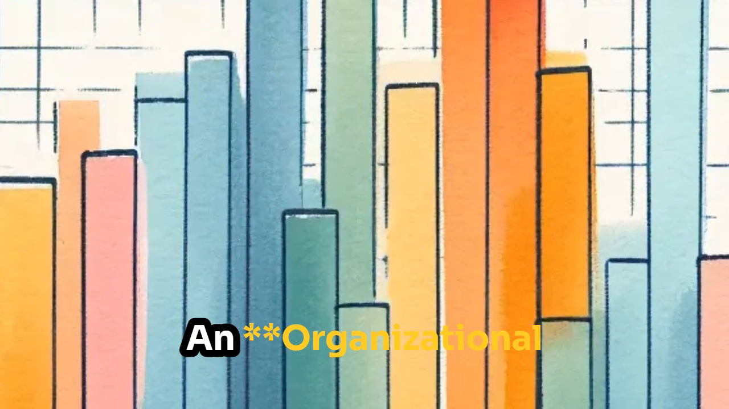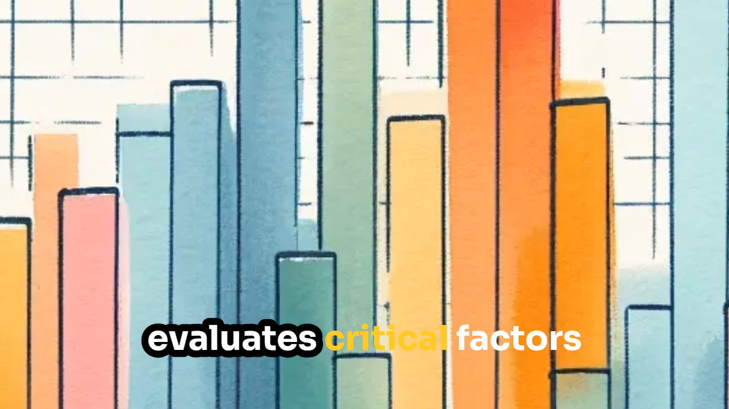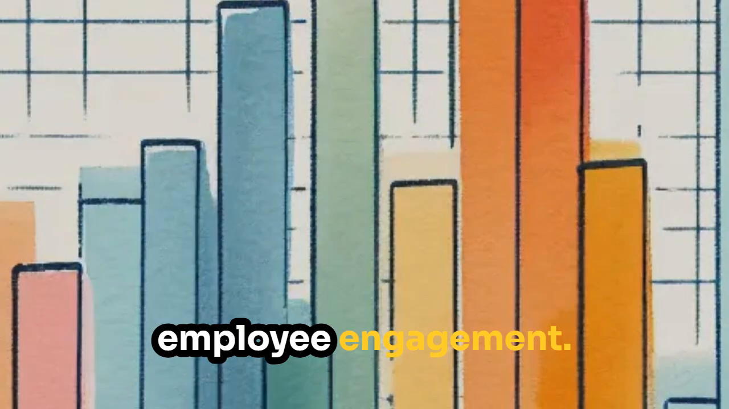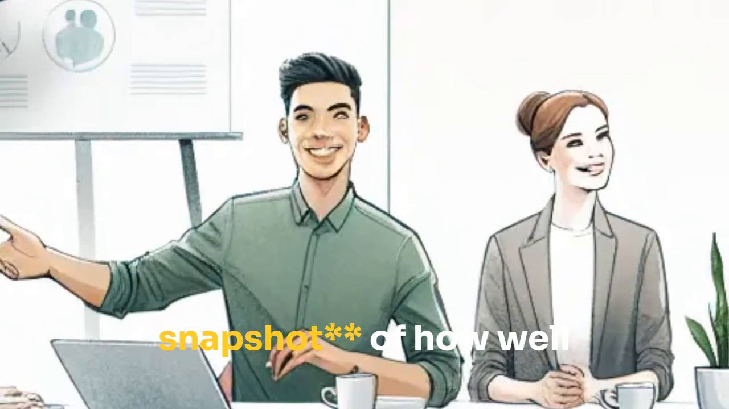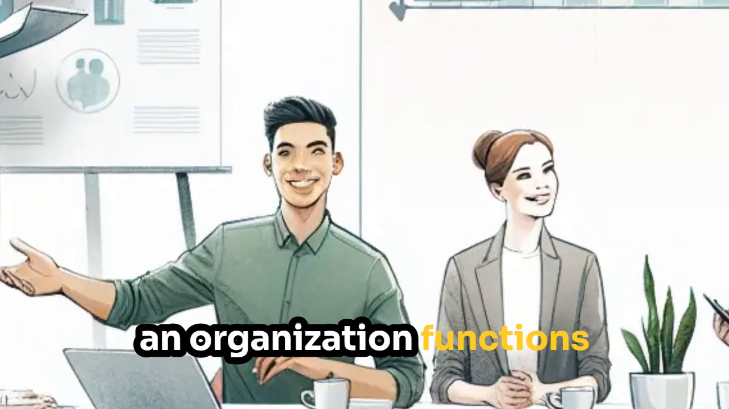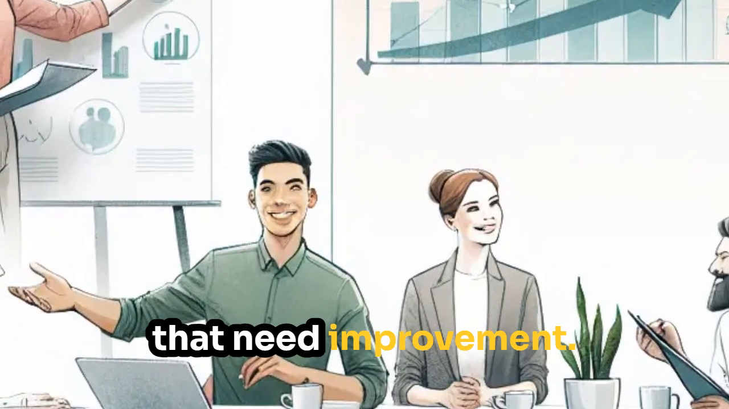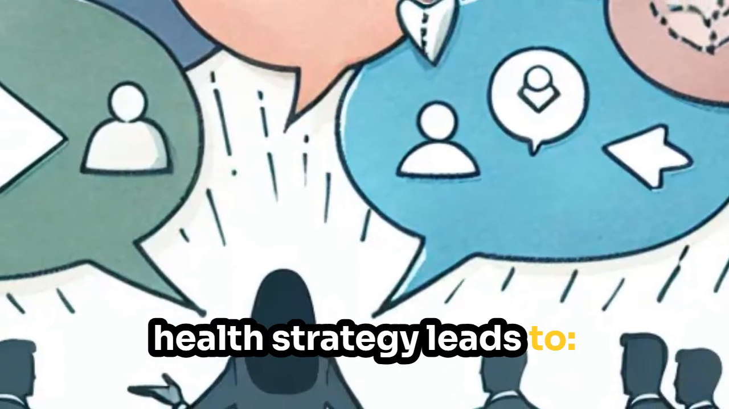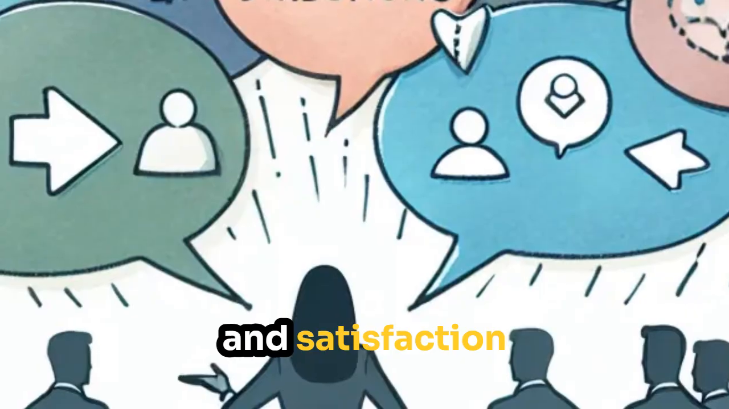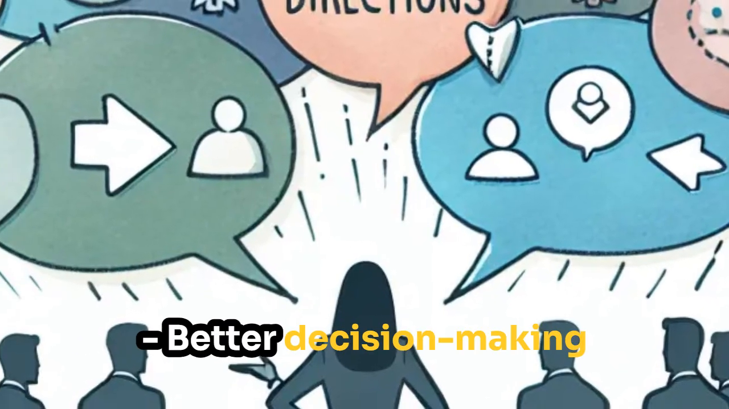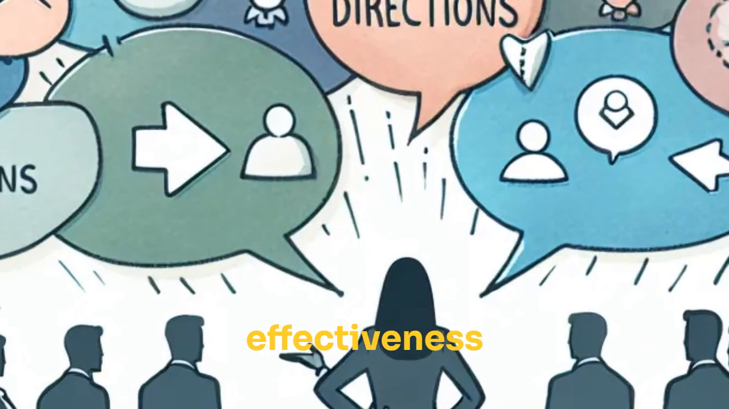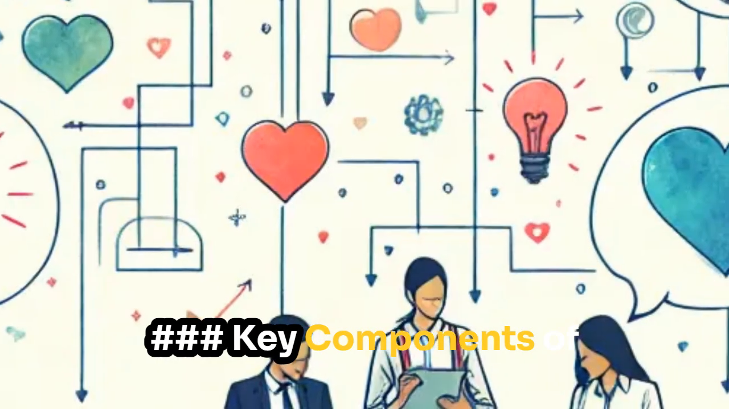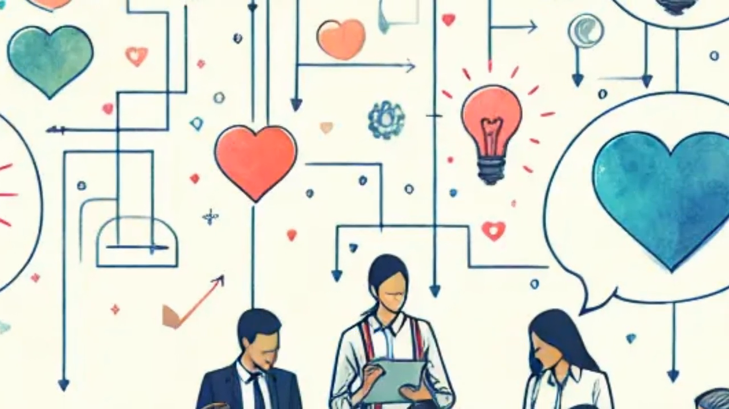An organizational health assessment evaluates critical factors such as leadership, culture, structure, and employee engagement. The goal is to provide a data-driven snapshot of how well an organization functions and to pinpoint areas that need improvement. A strong organizational health strategy leads to increased employee engagement and satisfaction, better decision-making and leadership effectiveness, enhanced adaptability to market changes. Key components of an organizational health assessment.